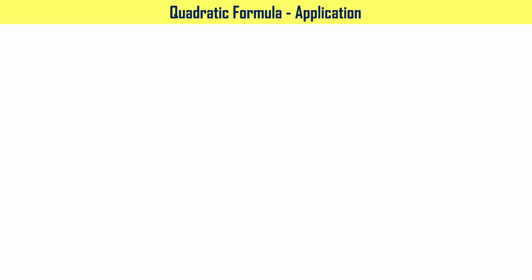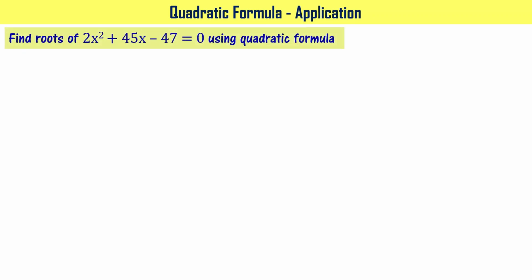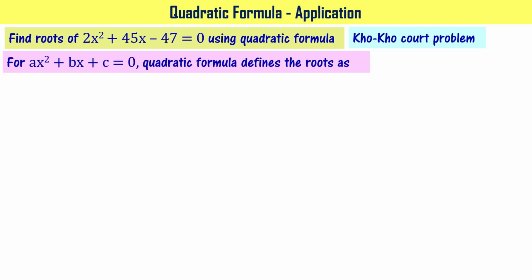Now let's take a look at an application problem of quadratic formula. Find roots of 2x square plus 45x minus 47 equal to 0 using quadratic formula. You may recall that this particular equation we got when we solved the Cocoa court problem. That was the first example I gave in this video, right? You go back and check, you have the same equation. Now, I want to solve this using quadratic formula. For ax square plus bx plus c equal to 0, the quadratic formula defines the roots as x equal to minus b plus or minus square root of b square minus 4ac divided by 2a, right?